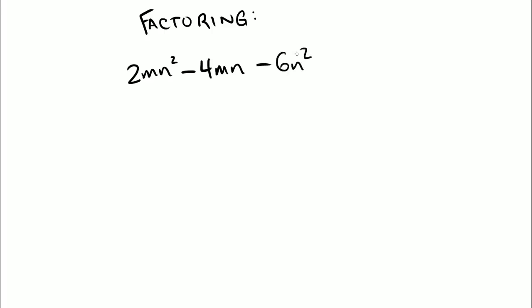Okay, so I'm going to have a look at this factoring question here. This is not chemistry, or even science for that matter. So we have 2mn squared minus 4mn minus 6n squared.